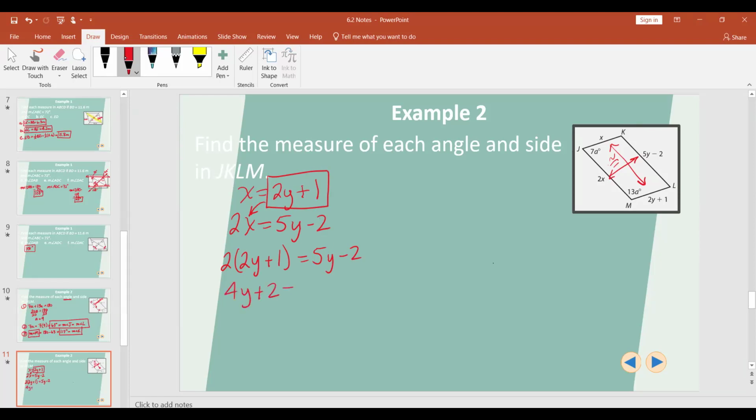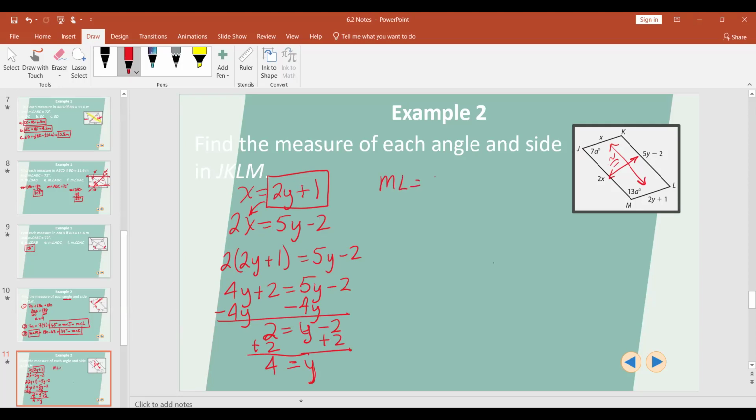4y plus 2 equals 5y minus 2. I'm moving the 4y over so I keep things positive. So 2 equals y minus 2. I'm going to add 2 to both sides, and I get y equals 4. Once I know that y equals 4, I'm going to plug that into ML. We could do either ML or KL.